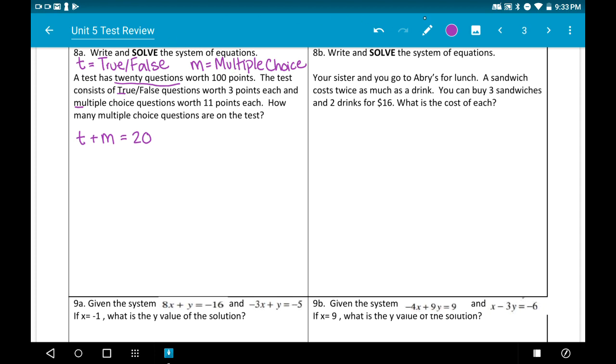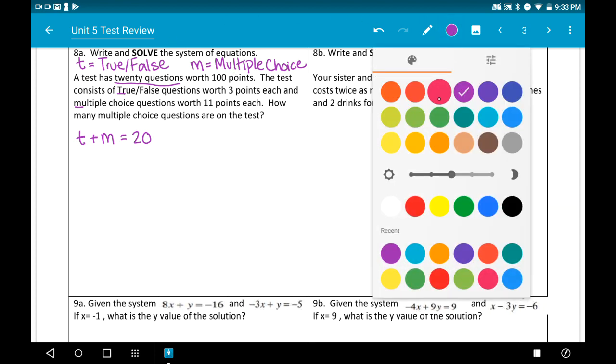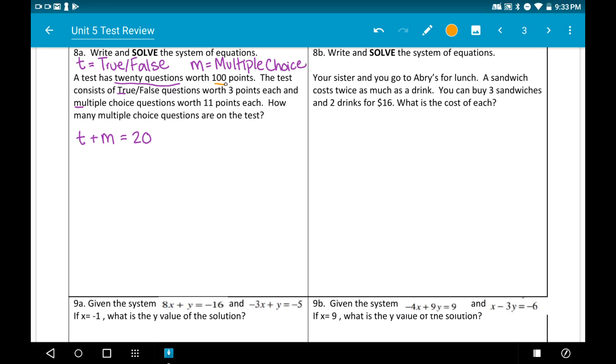Now it tells us that the test is worth 100 points. So right here, 100 points. And we know that true and false are worth 3 points each. So that's going to be 3 times every true or false question, so 3 times t, plus 11 points for every multiple choice, so 11m. And then in all, this test is worth 100 points. So equals 100.